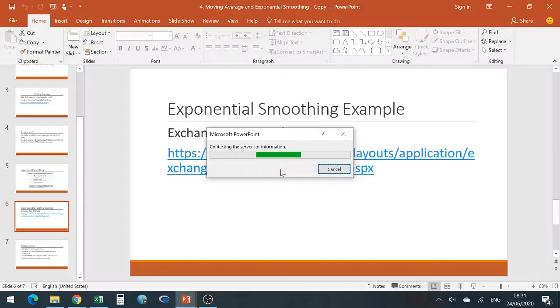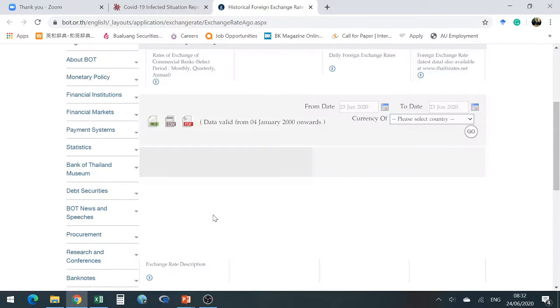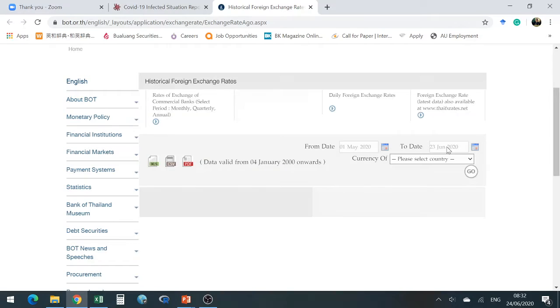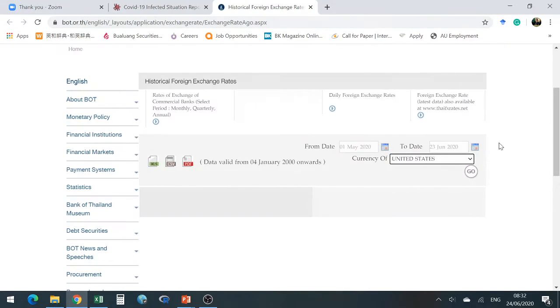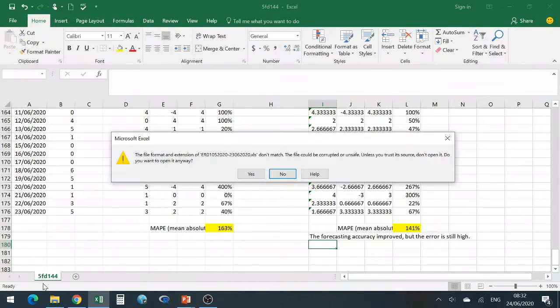This time I'm going to use the exchange rate from the Bank of Thailand website. You can select the date, so let's select from May 1st until the most recent one, June 23rd. Then select the currency. Let's use the US dollar, for example. Then we can download it as an Excel file as usual.